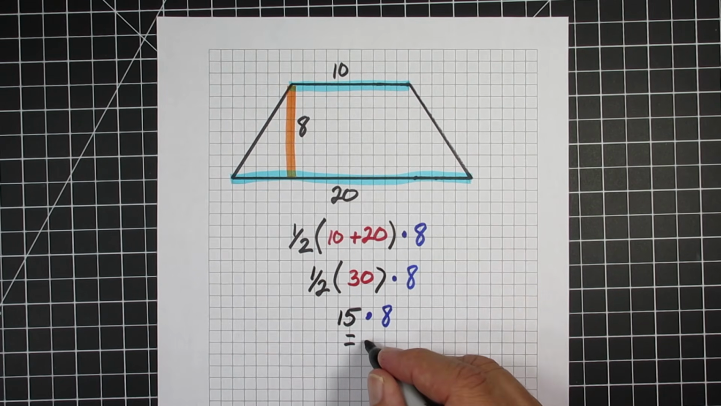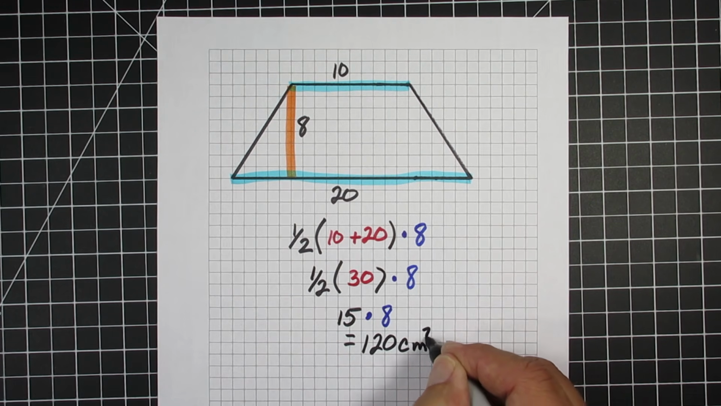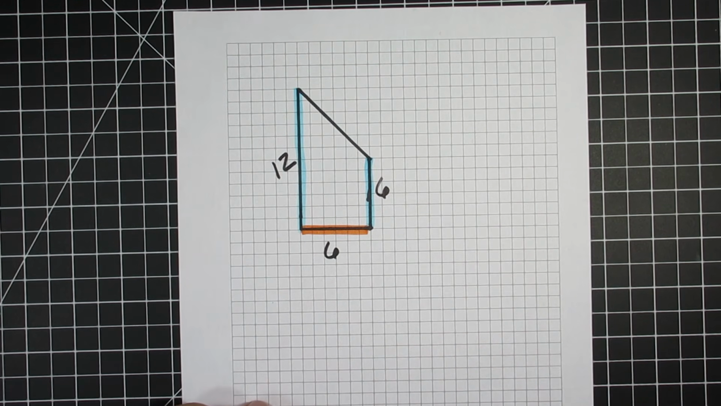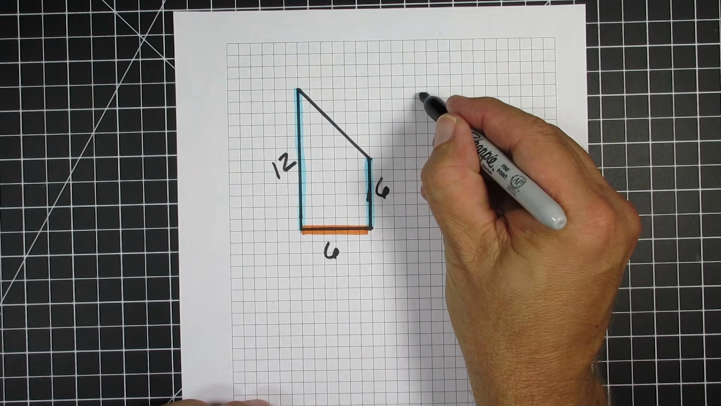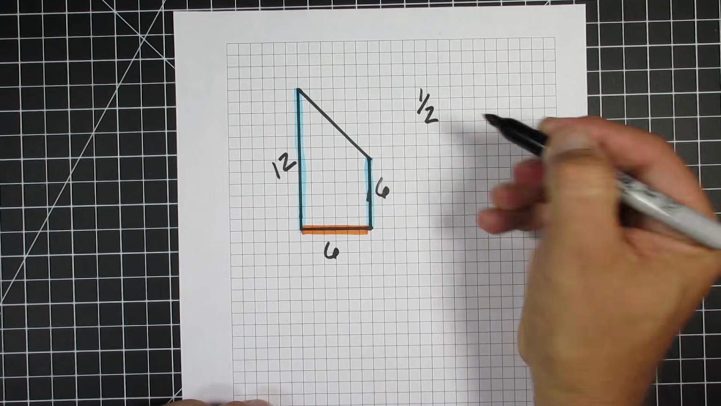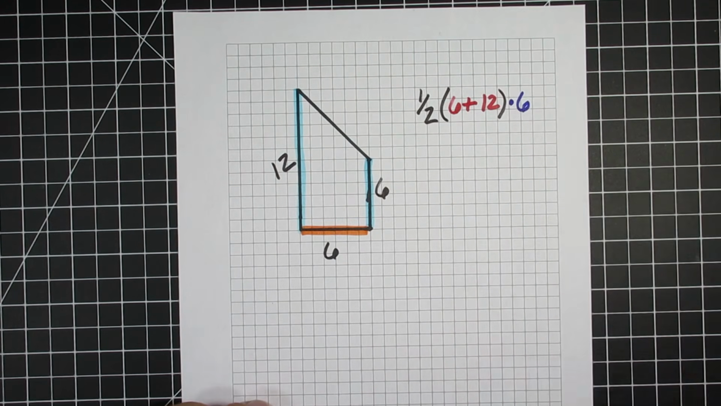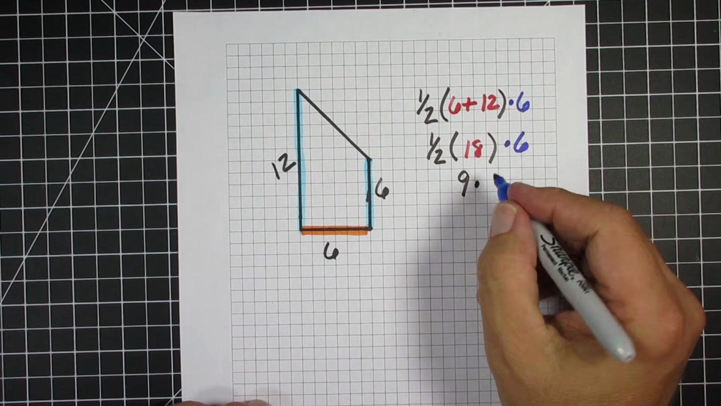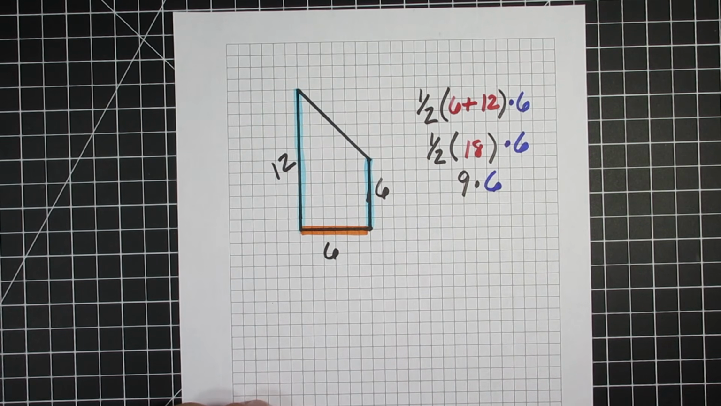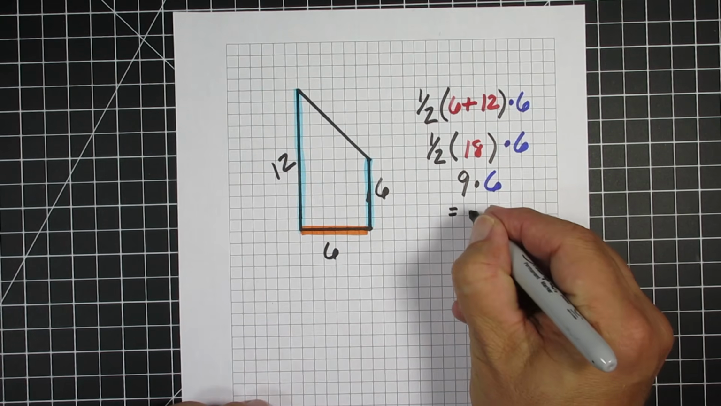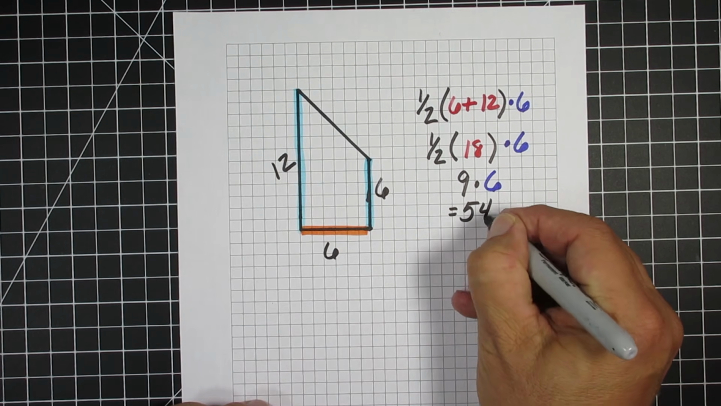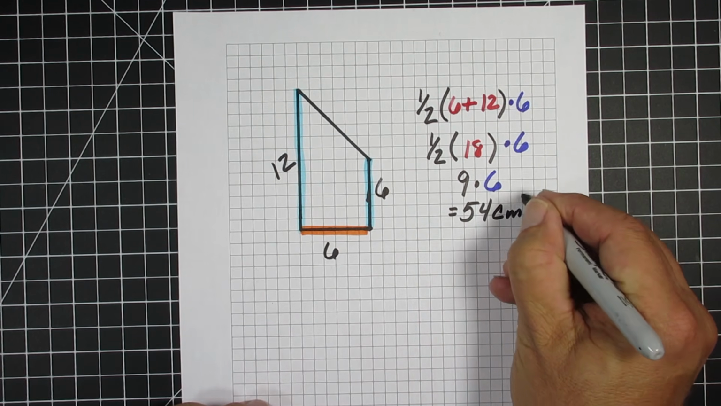In our last example coming up here, we have a base of 6 and another base of 12, and our height is 6. The height is actually more sideways than it is vertical. You can see we add our bases and we get 18. We multiply it by 1/2, get 9. 9 times the height gives us 54 centimeters squared.